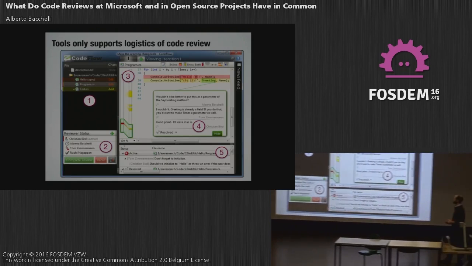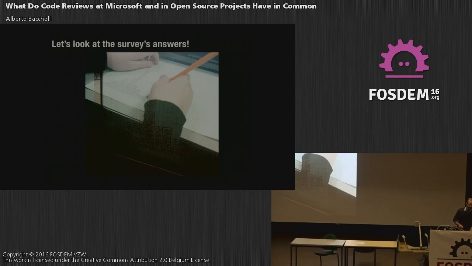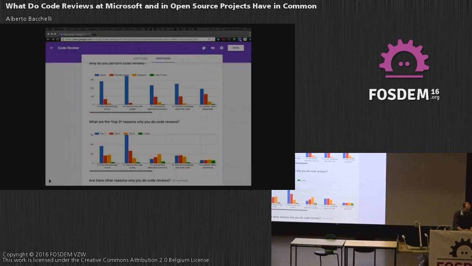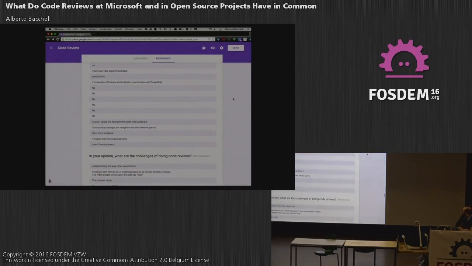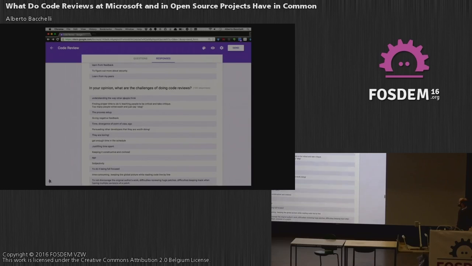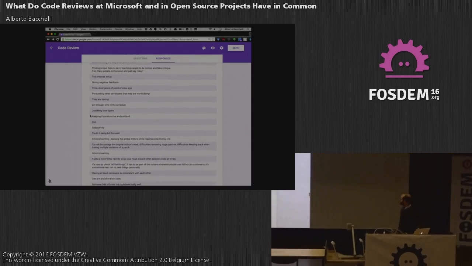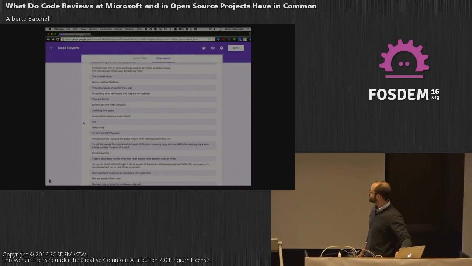So, I asked you what the challenges of doing code reviews are. I would like to see if there are a few that stand out. Okay, so, let me read some. What are the challenges? Understanding the way other people think. Finding proper time to do it. They're boring. Keeping it constructive.